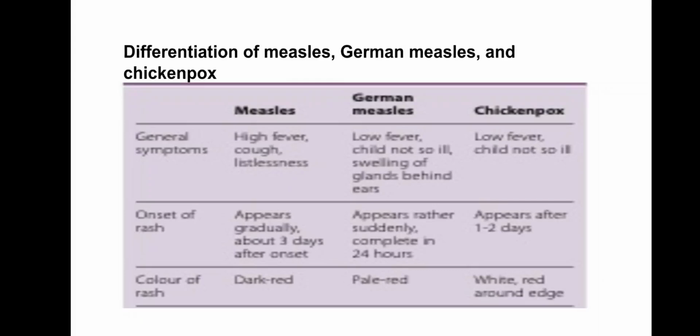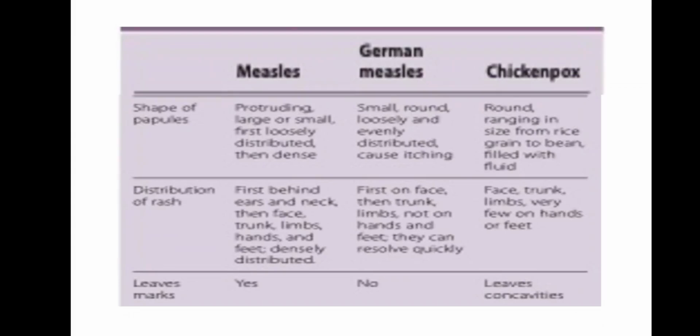And for chickenpox, there will be low fever, but the child will not feel so ill. The onset of rash for measles is that it appears gradually about 3 days after onset. For German measles, it appears rather suddenly and completes in 24 hours. For chickenpox, it appears after 1 to 2 days. The color of the rash for measles will be dark red, while German measles will be pale red, and chickenpox will be white with red around the edges.